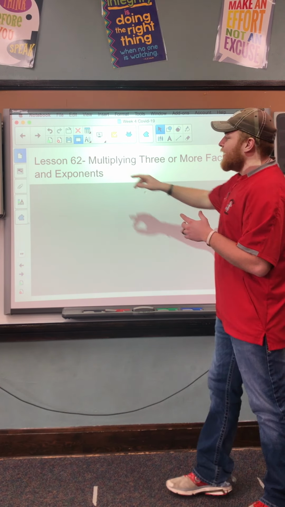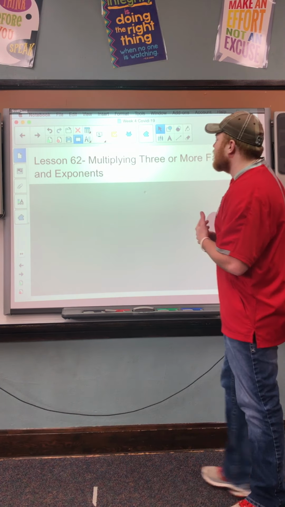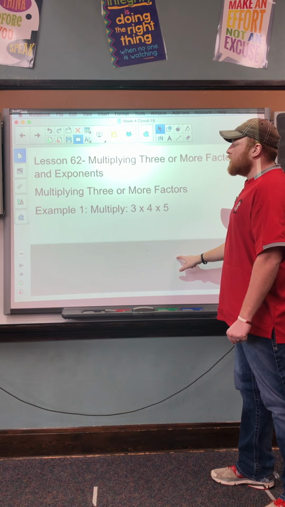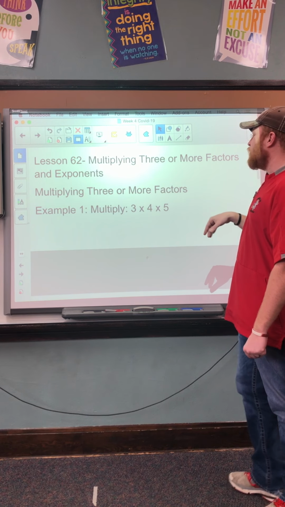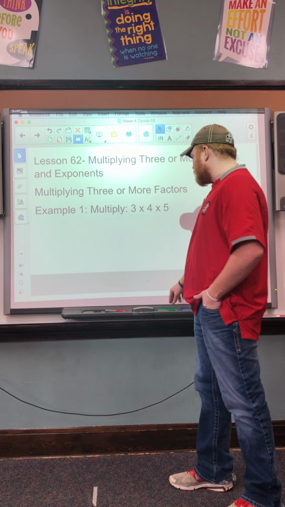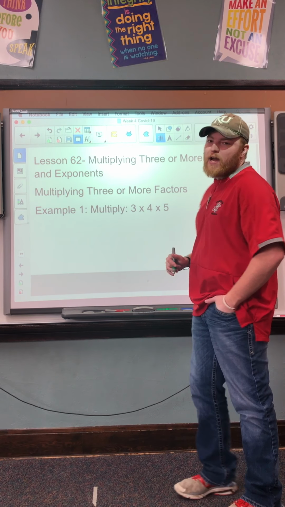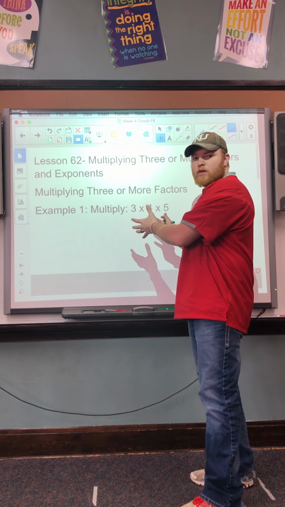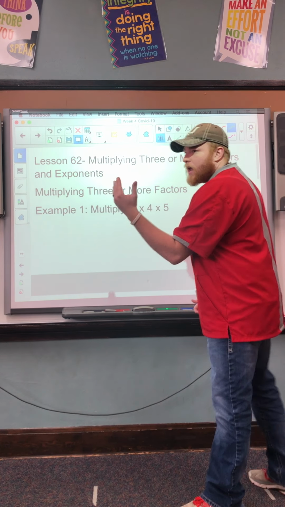Today what we're focusing on is lesson 62, multiplying 3 or more factors and exponents. Okay, so first let's tackle multiplying 3 or more factors. We're jumping right into examples. If we have to multiply 3 times 4 times 5, since it's all multiplying, we start on the way left and go to our right.